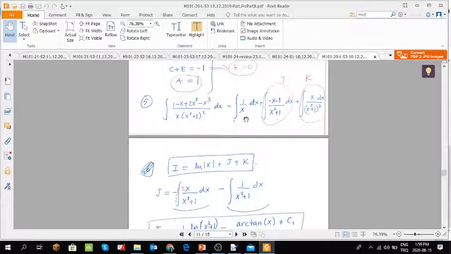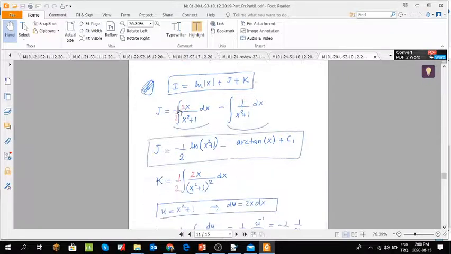Now I look at the terms. It's 1 over x, which is okay. This one I have to separate like I did before, and this one substitution should work. So I have I, the one I wanted to find, as ln x plus, I call them j and k. I will deal with j and k separately. J I separated like I did before.